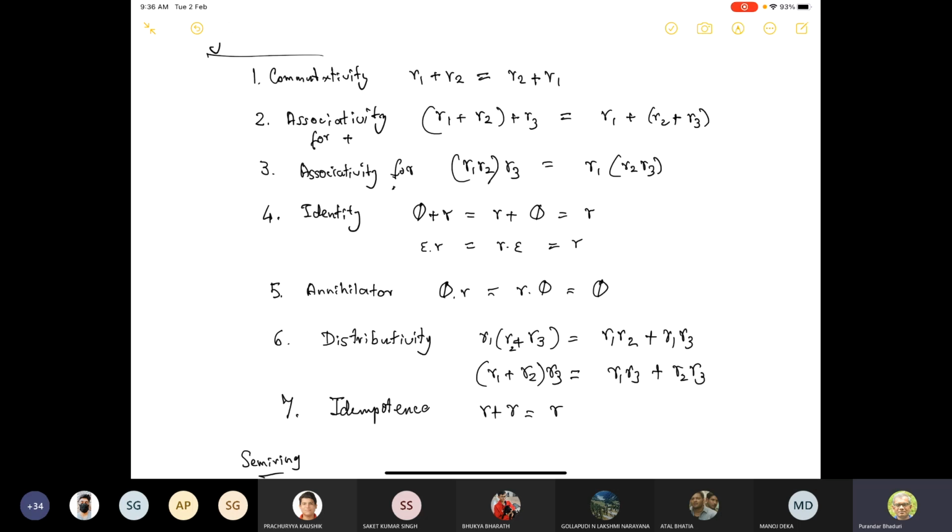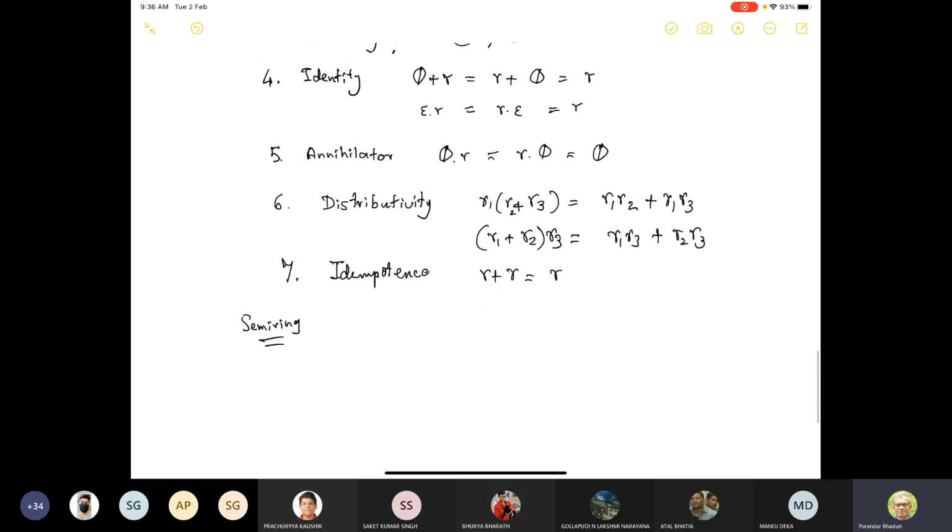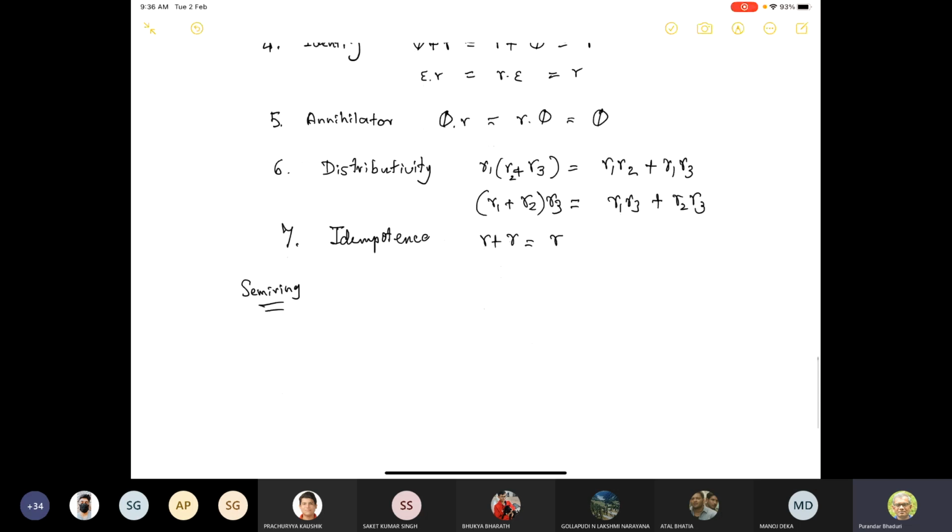namely whether these equations are enough to characterize all equalities between regular expressions. That is known as completeness. So that's a fascinating topic, and we are not going to go into that. I just mentioned this, right? So this is not included in the course. Those interested in research in this field will come across these things later.